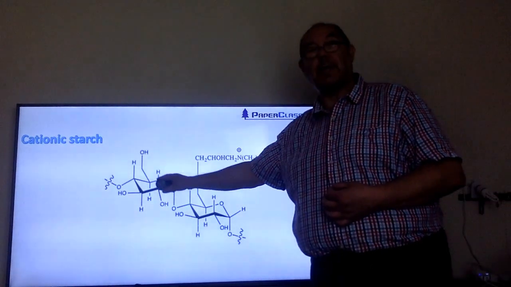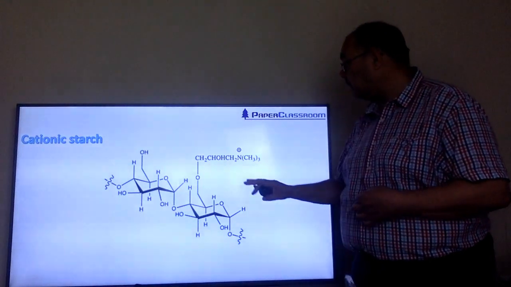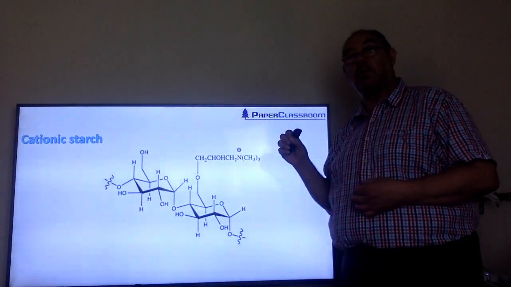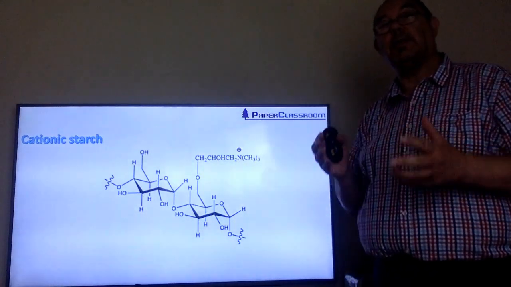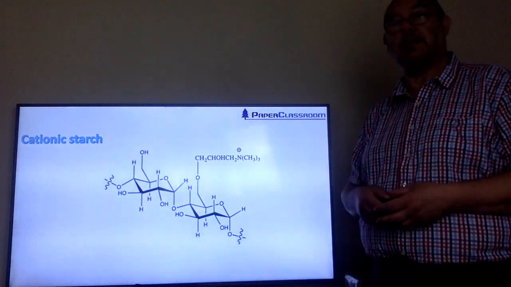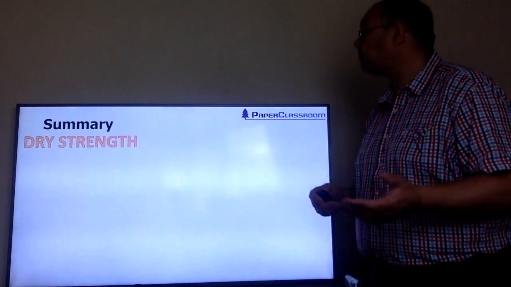We take a normal starch, we go through a cationization process. That will then make the starch molecule positive, and it will therefore be attracted to the negative fibres, and we can increase our fibre retention. Less going into the effluent, less going into the environment.